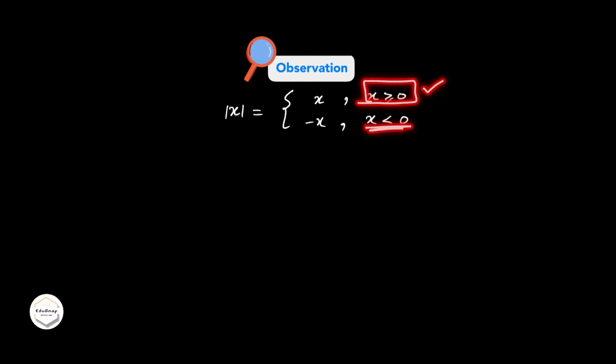Is it? Yes. And we know the definition of the absolute function. That is, it will be the same as the value when x is greater than 0. But if the value of x is less than 0, in that case it will open with a negative sign.